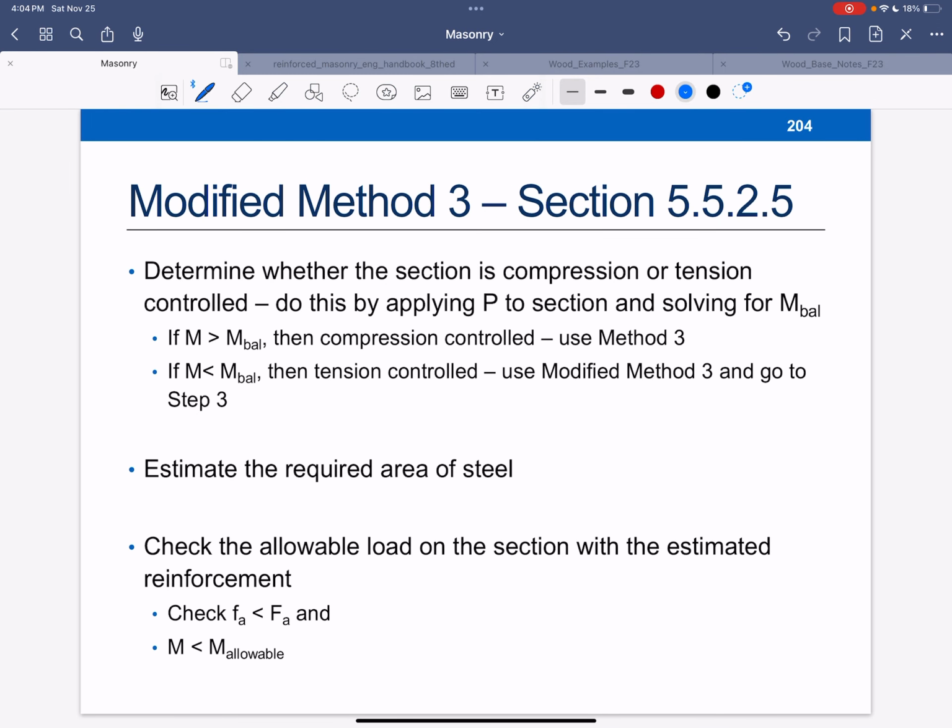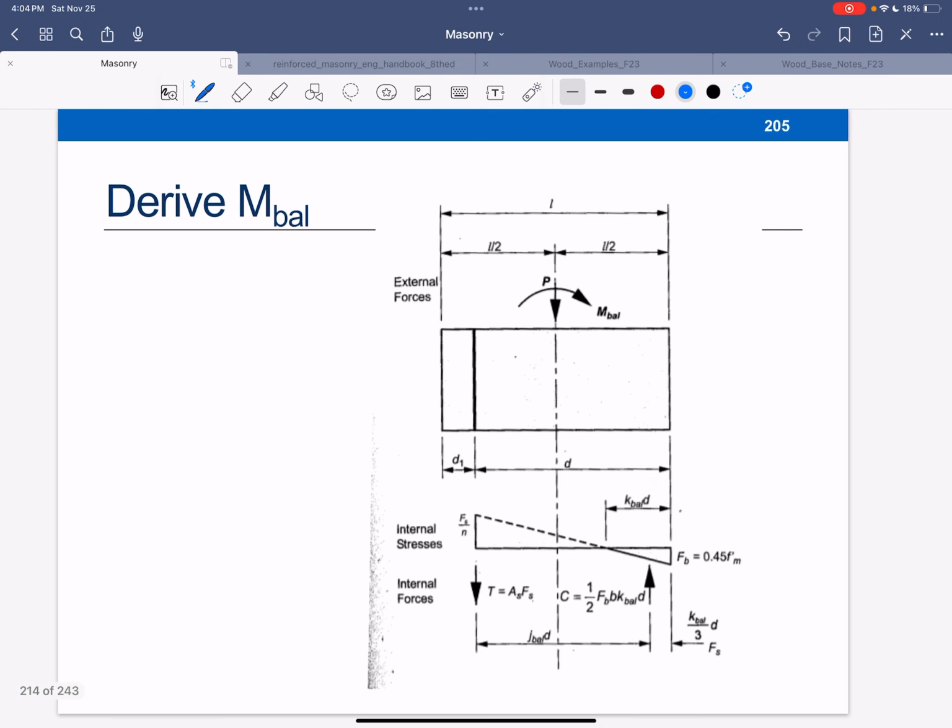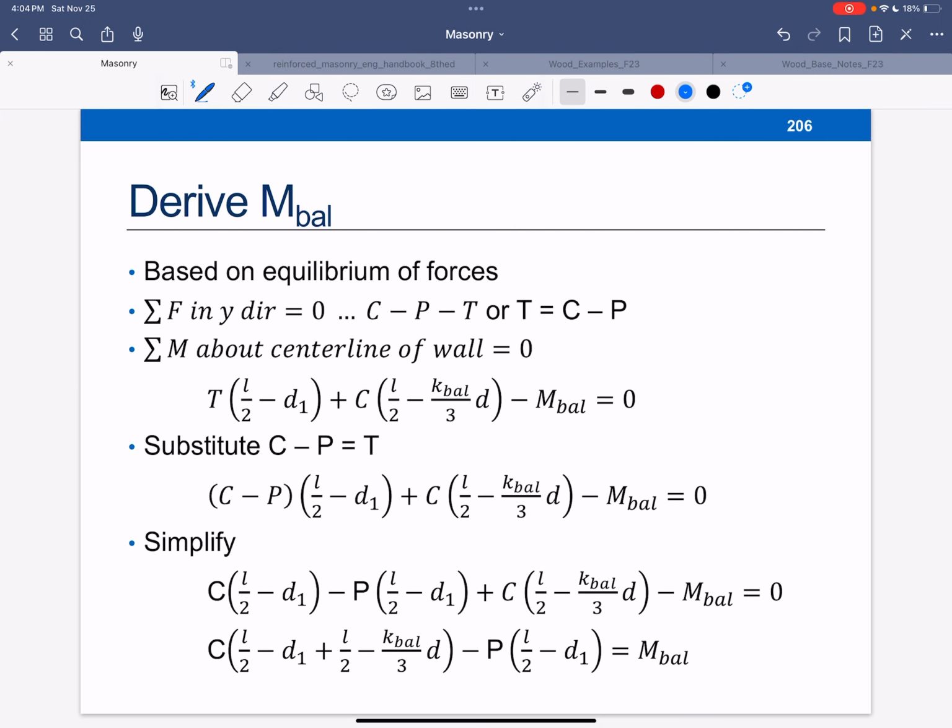Modified method 3. Okay, so the way this works is you figure out if it's tension or compression controlled. You apply a P force to the section and solve for M balanced. So just leave it as P. If it's compression controlled, you'd use the plain method 3. If it's tension controlled, you use modified method 3. We are only going to do tension controlled sections. And you go to step 3. Okay. Here's the derivation of M balanced. Now this is literally algebra, so I'm not going to go through it, and it's also in the handbook.